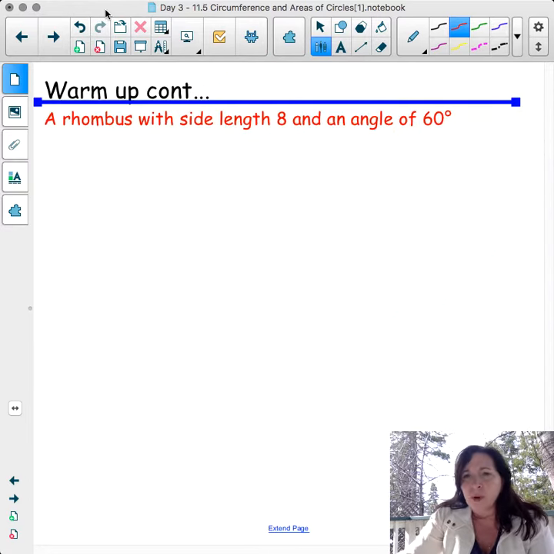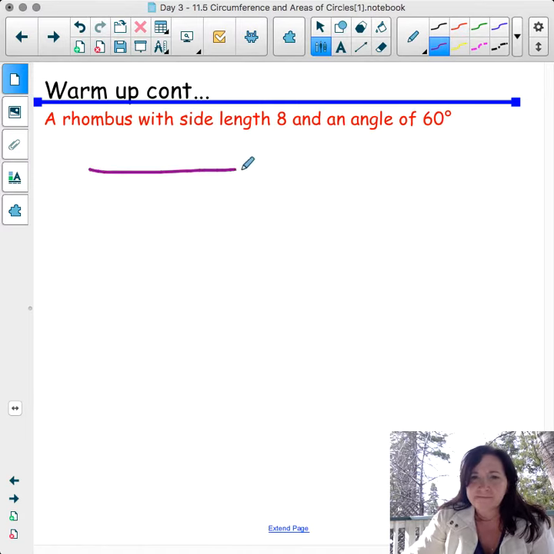The warm-up continued. We have a rhombus.